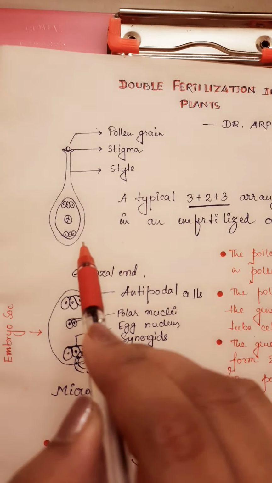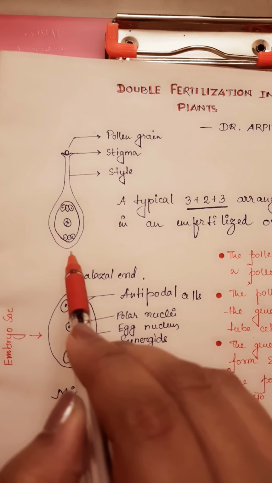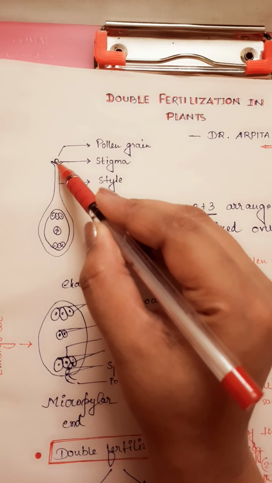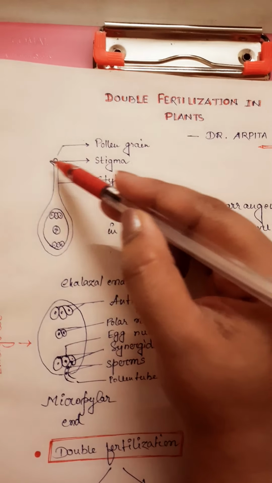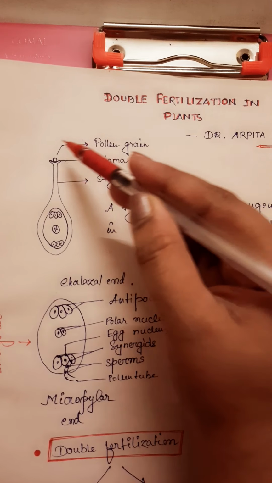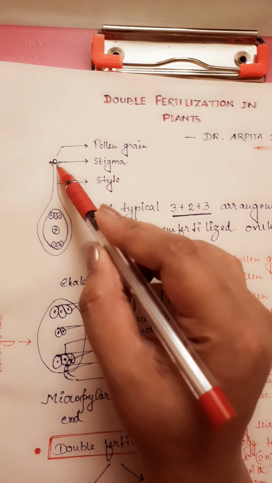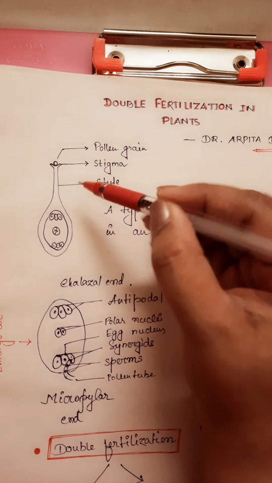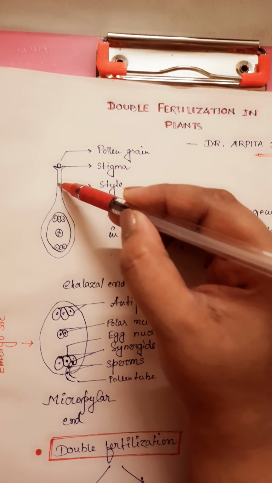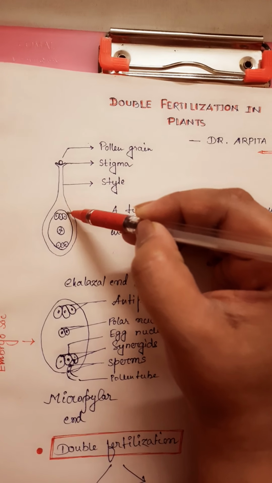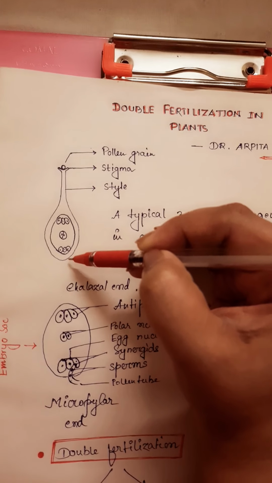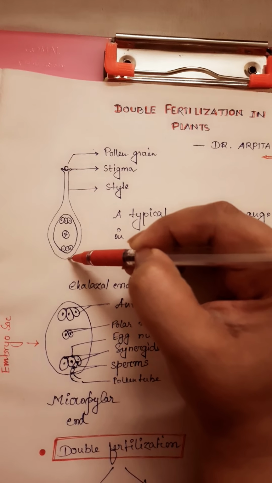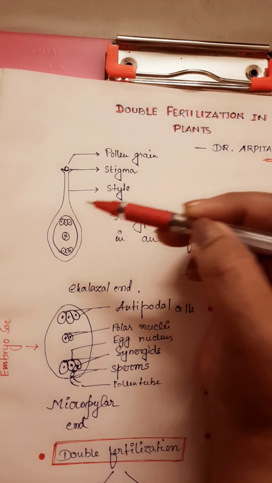Now let's first look into the structure of the embryo sac. Here we see that the pollen adheres to the stigma. This is the longitudinal section of a flower. The stigma is adhering to the pollen grain. The pollen grain grows to form a pollen tube which travels downwards and ultimately ruptures the embryo sac from this end. This is the micropylar end and this is the chalazal end.